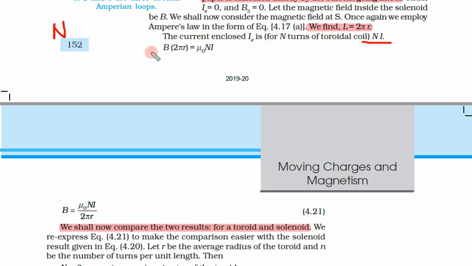Now let us apply Ampere's circuital law. The magnetic field B into L, which is 2 pi R, where R is the average radius, is equal to mu naught times the total current enclosed, mu naught into IE, which is N I. So this is Ampere's circuital law.